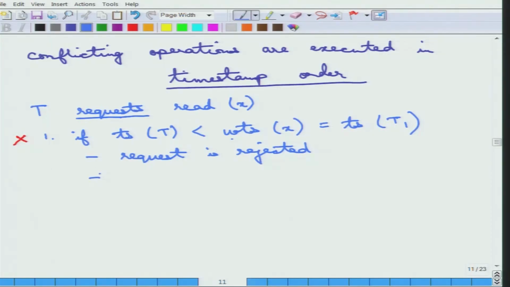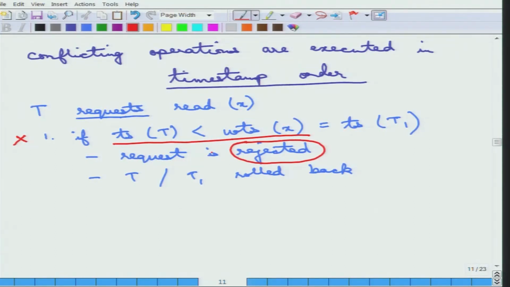and T or T1, whichever one of them, must be rolled back, because they have not done it in the order that they were supposed to do. The read of T should have happened before the write of T1, but it has not. So this is not correct. Essentially this is the whole point: if this happens, then it cannot be allowed. So this request is rejected. This is very, very important. This request doesn't go through.